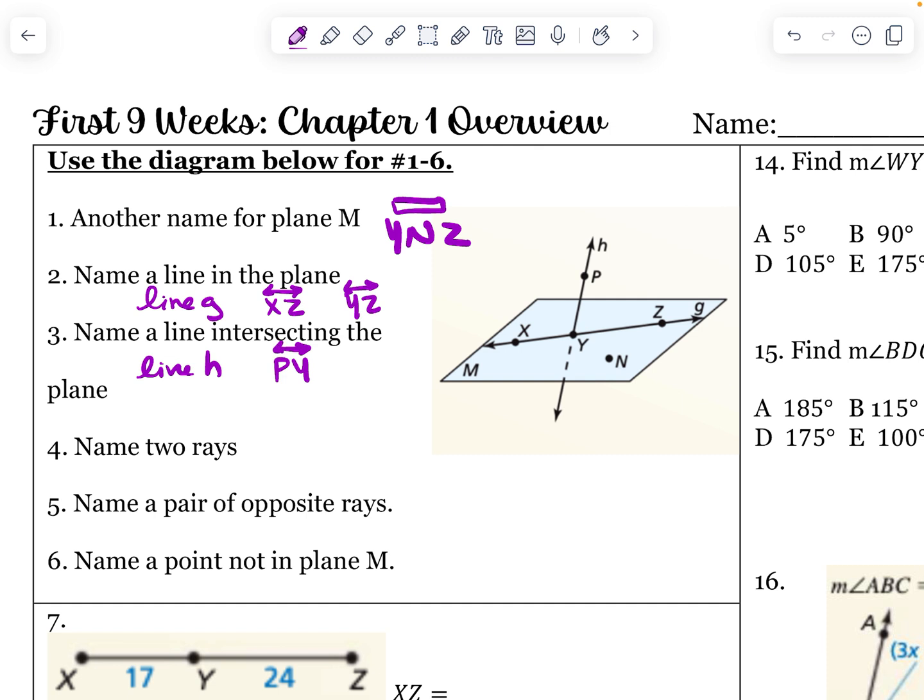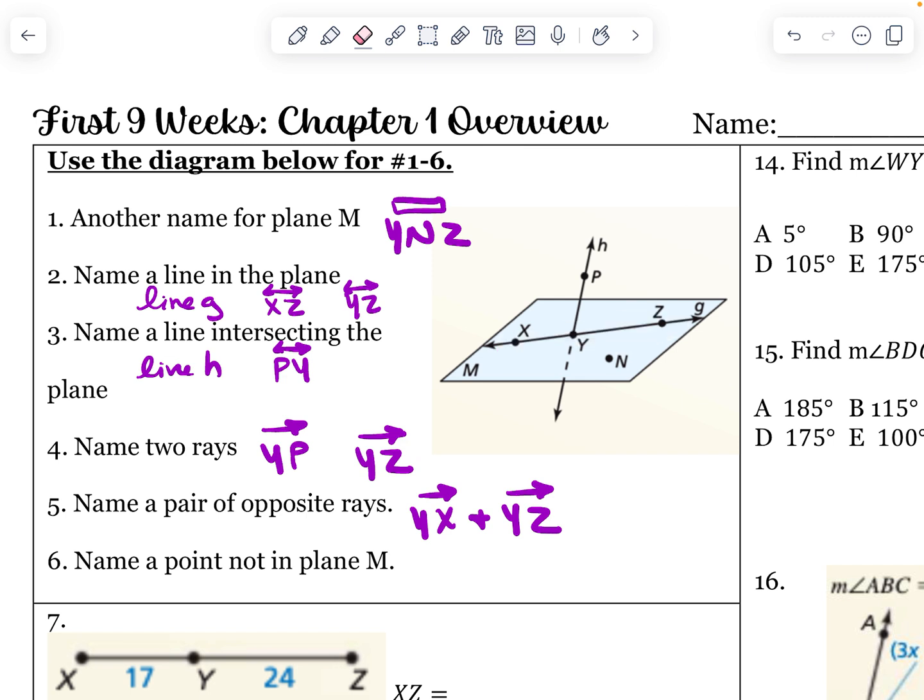Name 2 rays. So one ray could be YP. Sure, why not? One ray could be YZ. But those are not opposite rays. Opposite rays make a straight line. So like YX and YZ are opposite rays. YX and YZ are opposite rays because they make a straight line.